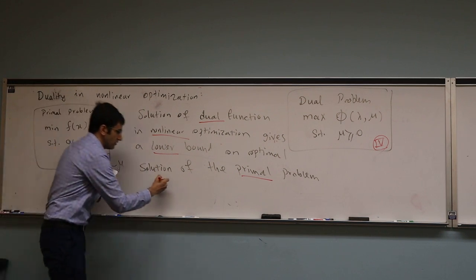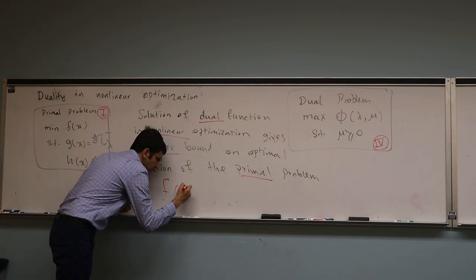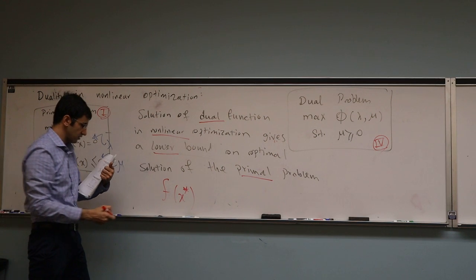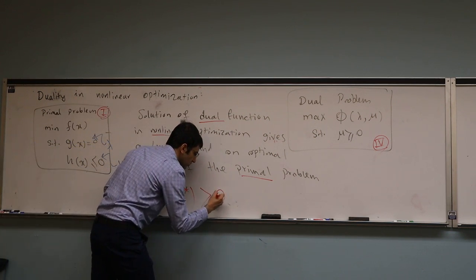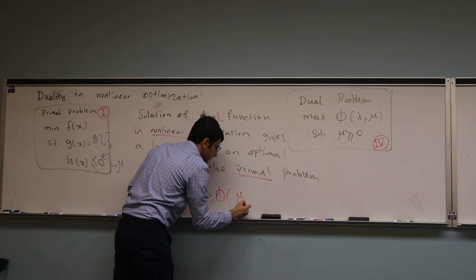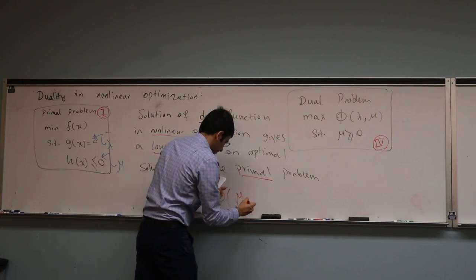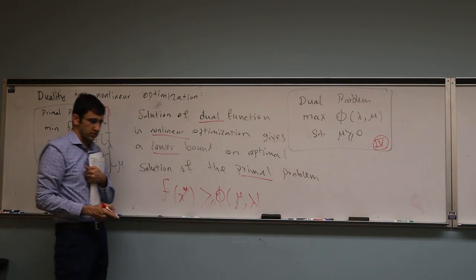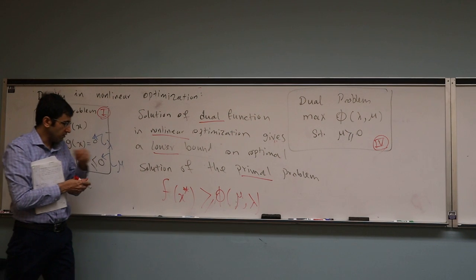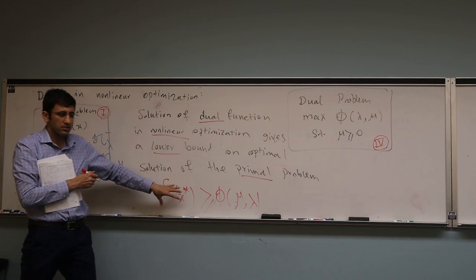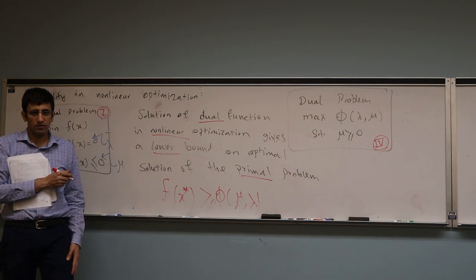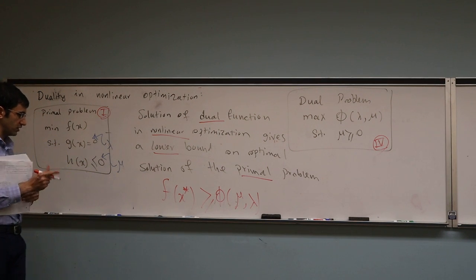If you want to write it mathematically, f of x star, where x star is your optimal solution, is greater than or equal to phi of mu and lambda at any point. So any value of your objective function cannot be less than the value of your dual function.